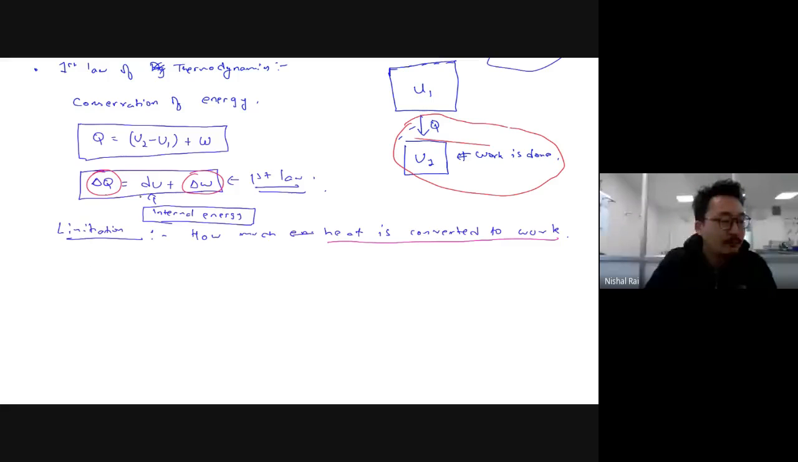Now from here, I think we can move to your specific heat. Now we move to your first application of your first law. Application of first law.